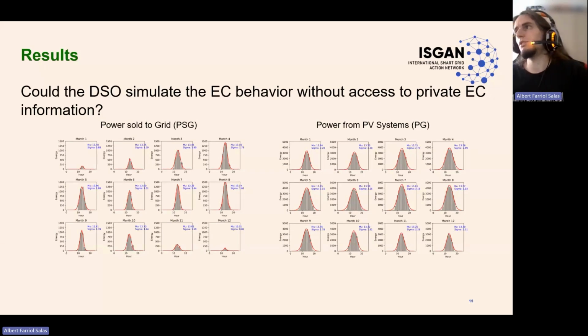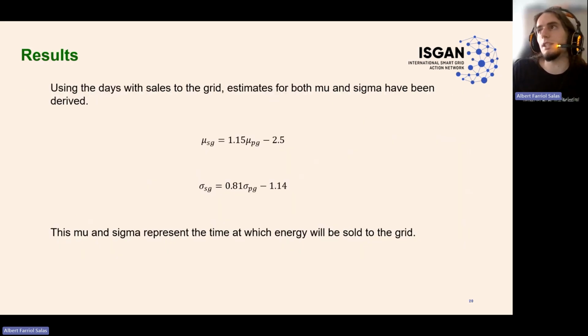So with this information, that is information that is easier to achieve for everyone, because this information is basically weather information. With weather information, you could gather some of this information. It's so similar that we created a statistical model so that if you know one, you could know the other. So you could know the mu and the sigma. You could know at what time and how much is distributed, and these are the results. So using the data with the sales to the grid, we estimated for both mu and sigma. Mu is the mean, sigma is the distribution.